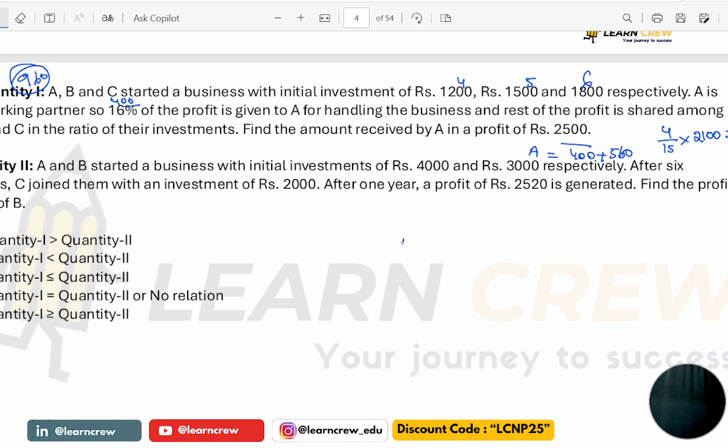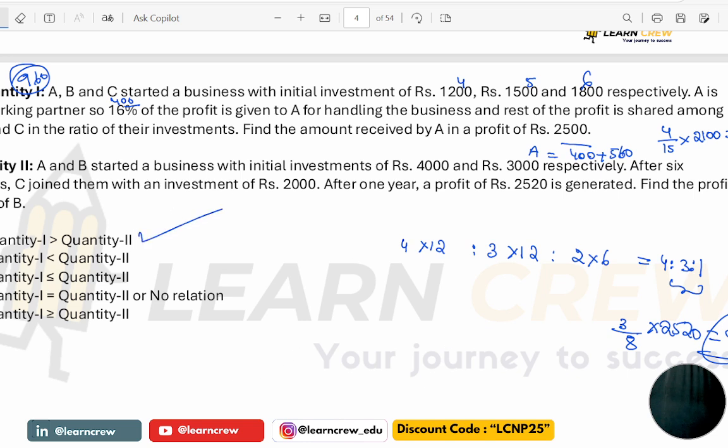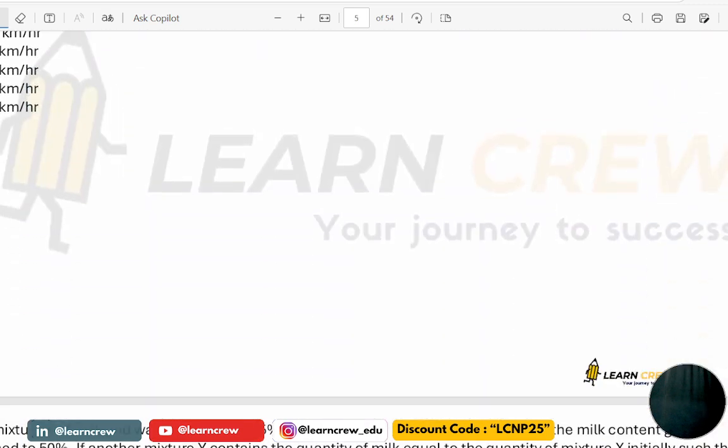Thereby 4000 into 12, 3000 into 12, and 2000 into 6, giving the ratio 4:3:1. So total 8 parts. 3 by 8 of 2520 is how much? 945. So quantity 2 is 945. Quantity 1 is 960, so 1 is more than 2. So the answer is 1.